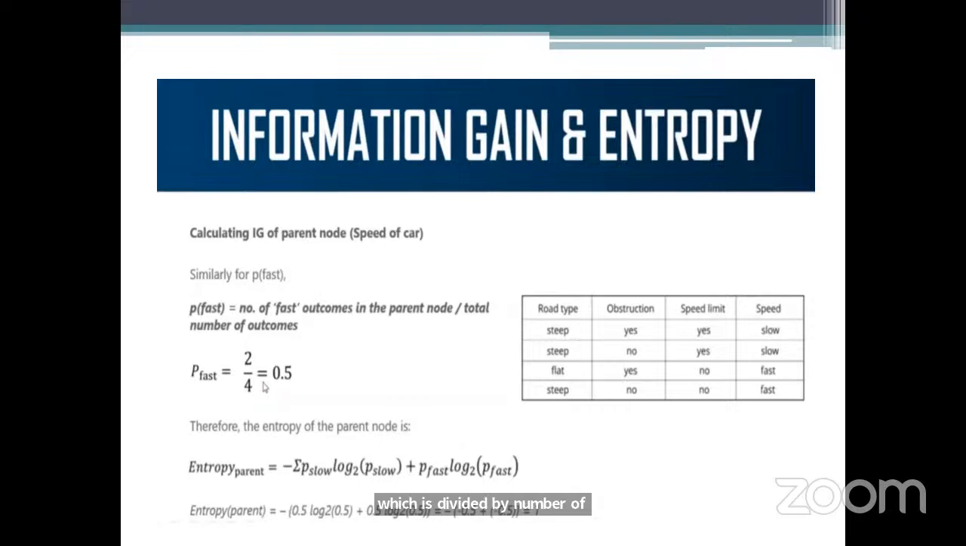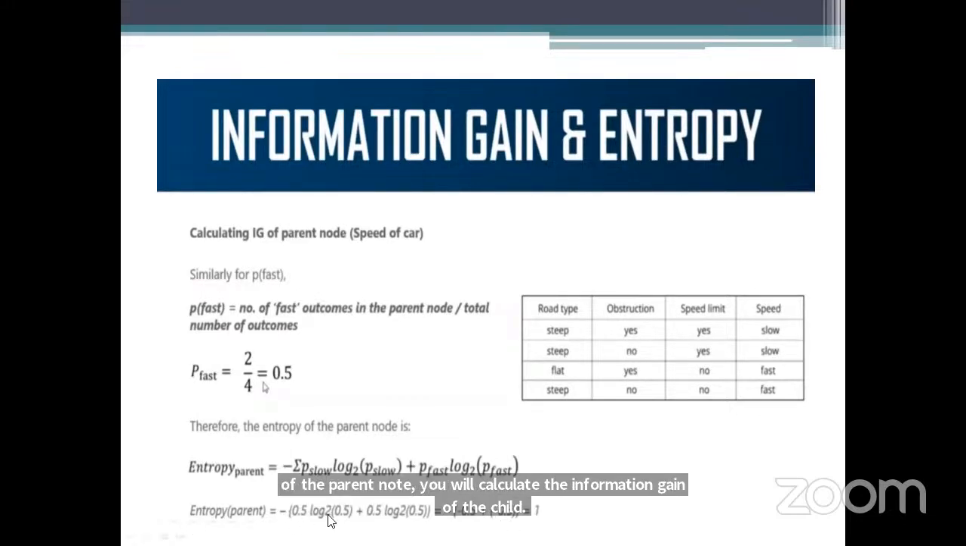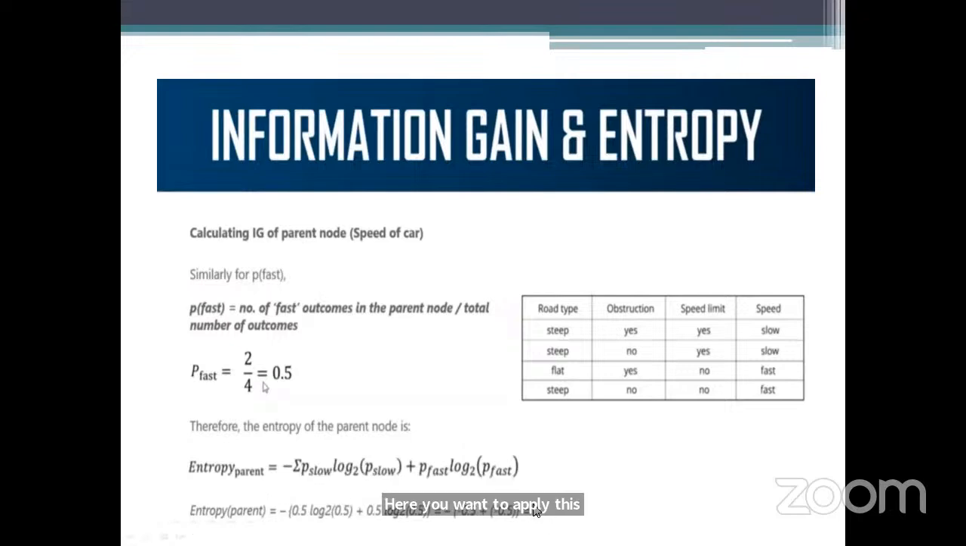So 2 divided by 4, the answer is 0.5. Now you will get the answer of 1. So the entropy of your parent node is also 1. After calculating the entropy of the parent node, you will calculate the information gain of the child. Here you apply this formula, with the entropy of the parent, and you will find the answer is 1.